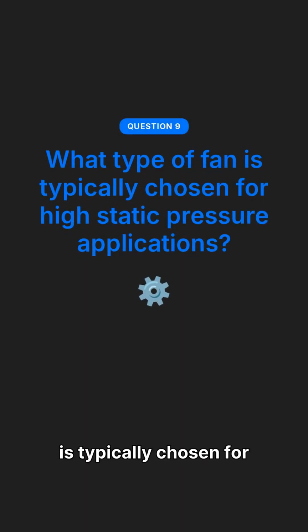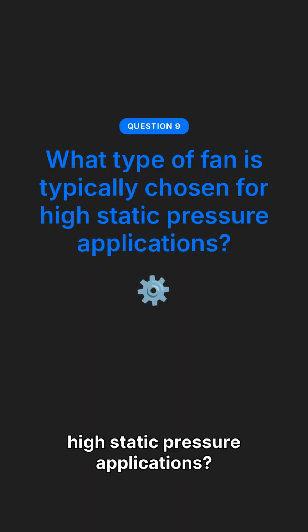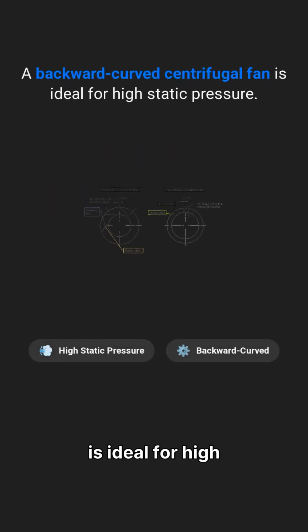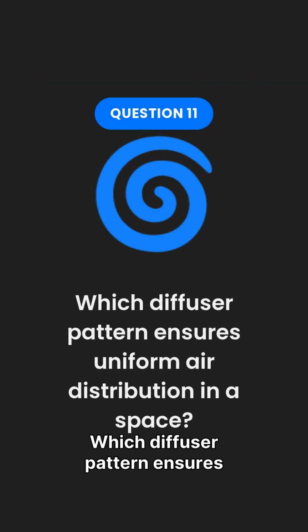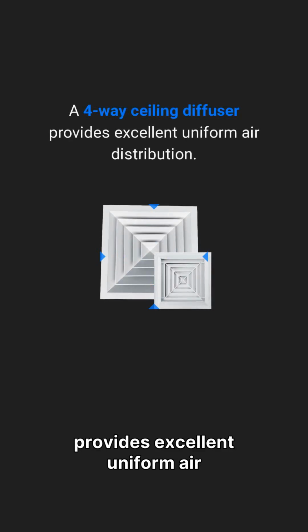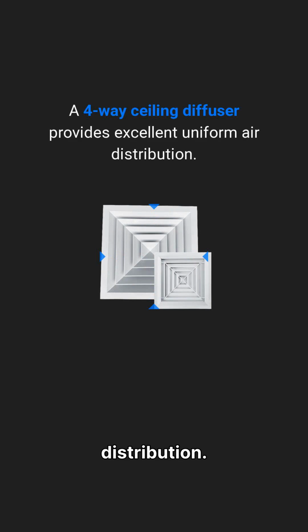What type of fan is typically chosen for high static pressure applications? A backward curved centrifugal fan is ideal for high static pressure. Which diffuser pattern ensures uniform air distribution in a space? A four-way ceiling diffuser provides excellent uniform air distribution.